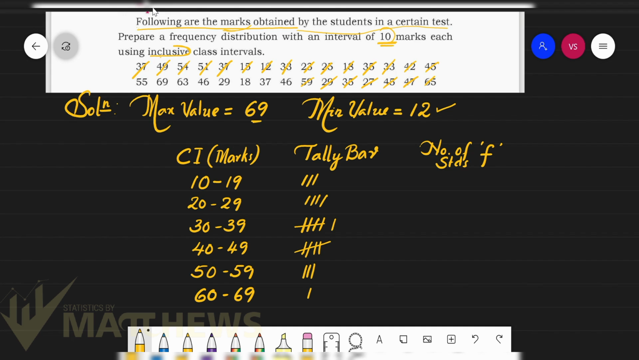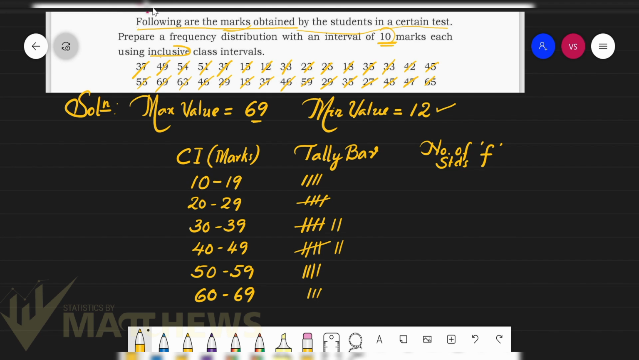46, mark it as red. 37, mark it as red. 18, mark it as red. 29, mark it as red. 46, mark it as red. 63, mark it as red. 69, mark it as red. And 55, mark it as red.